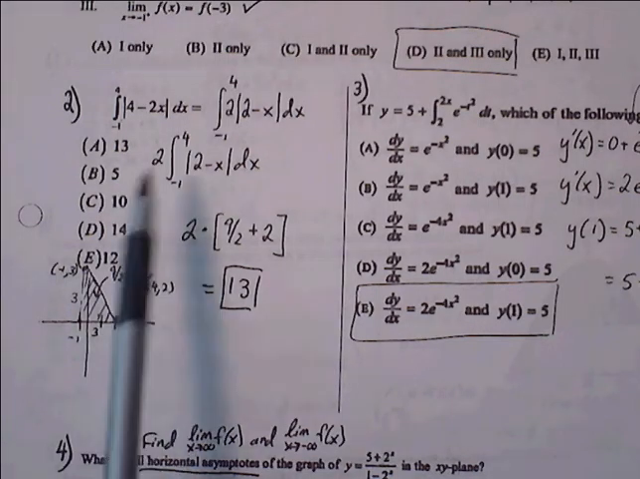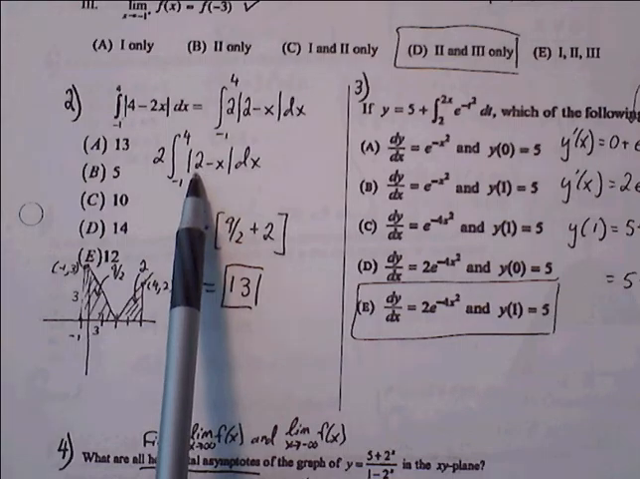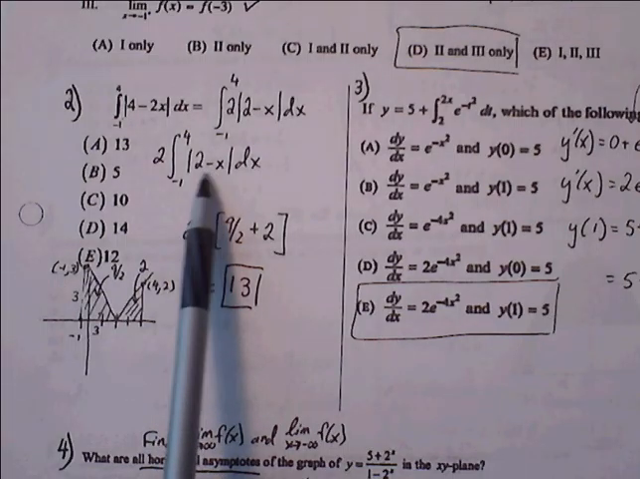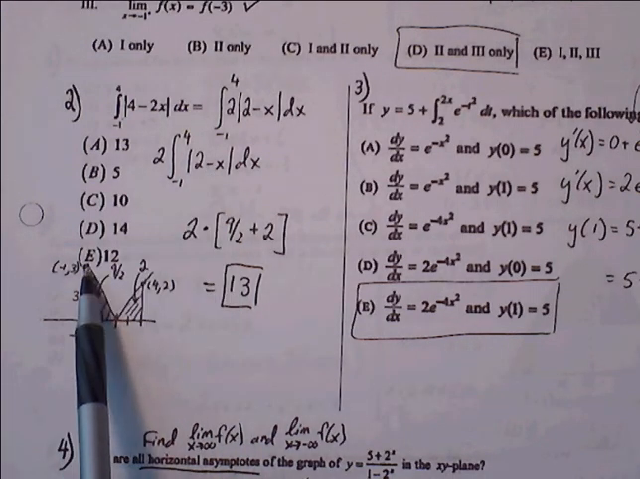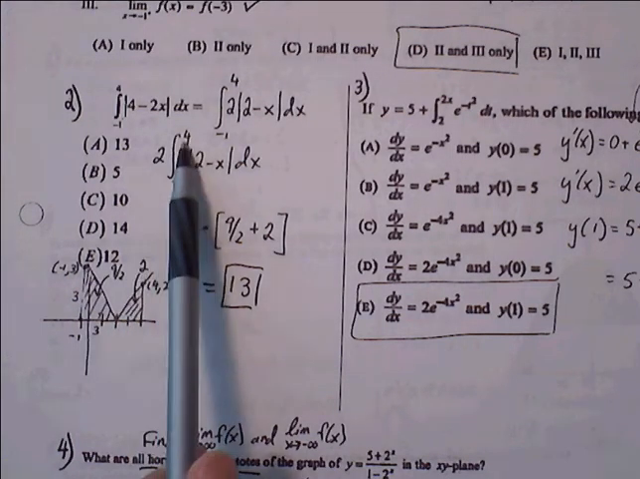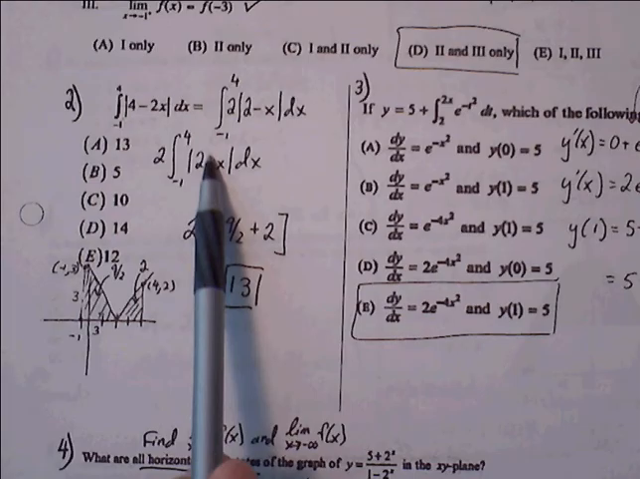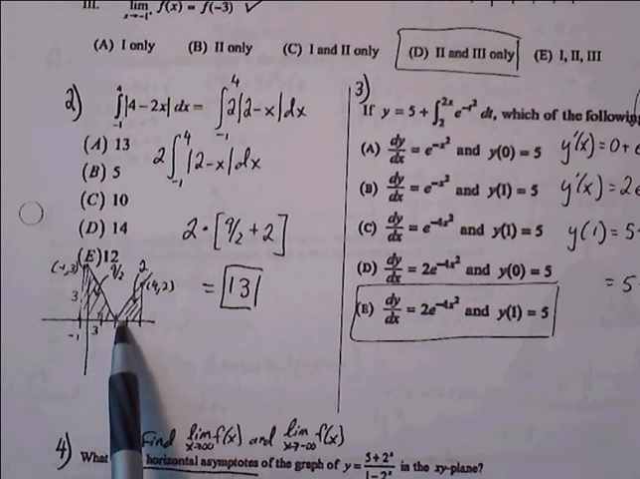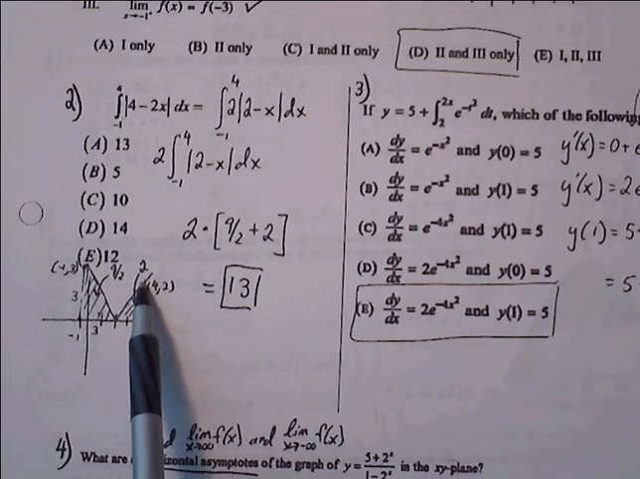So if we plug -1 into this expression, 2 minus -1 is going to be 3, so that will be where the left portion of the graph will end. If we plug 4 into the expression, 2 minus 4 is -2. Absolute value of -2 is +2. So we know the graph will end at (4, 2).